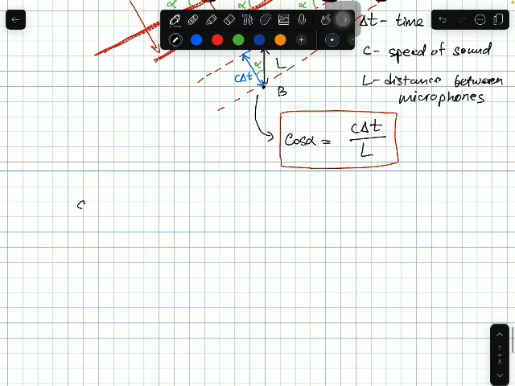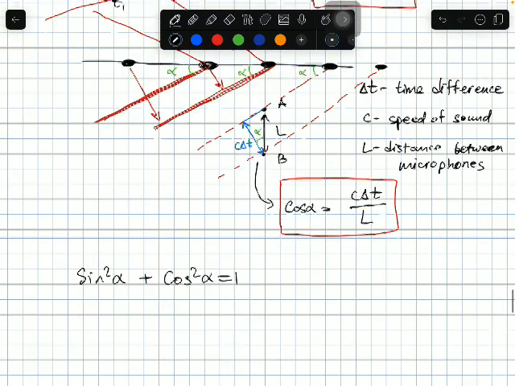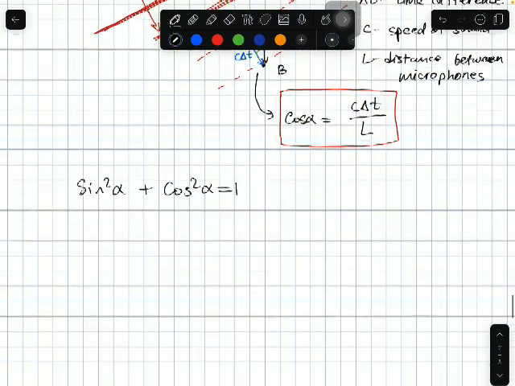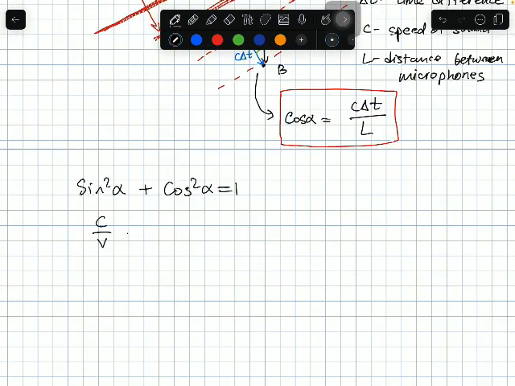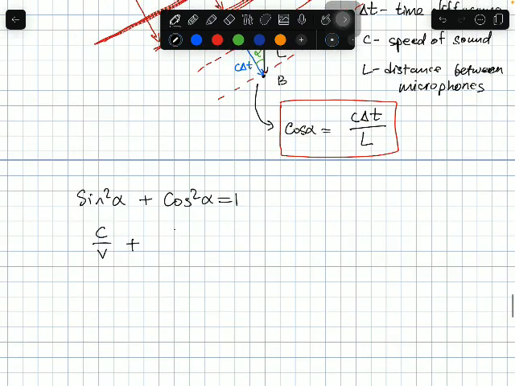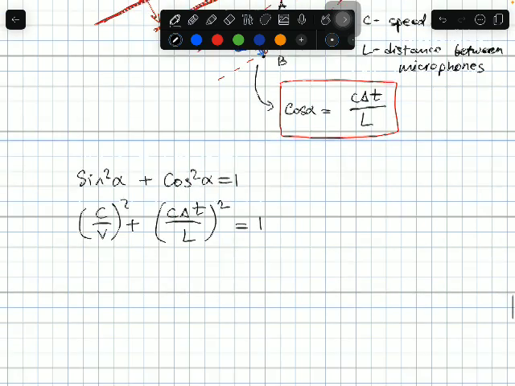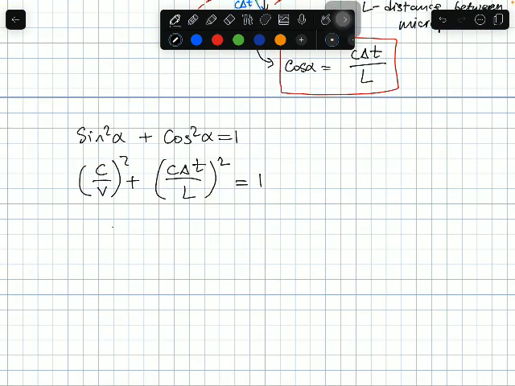So we know that sine squared alpha plus cosine squared alpha is 1. And sine alpha is c over v, so it's c over v, plus cosine alpha is c delta t over L. And we have to square them and equate to 1. So the rest is just simple algebraic manipulation in order to get the speed of the plane v.